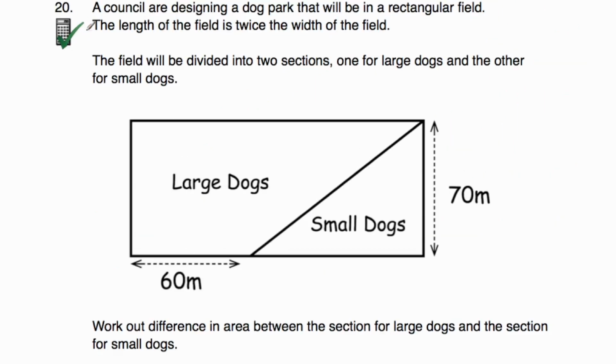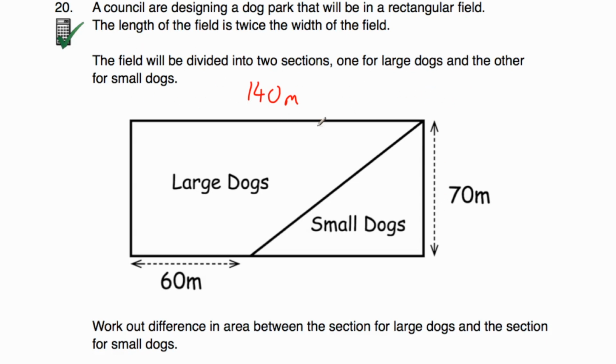Okay, question number 20. So question number 20 says, a council is designing a dog park that would be in a rectangular field. So we've got this rectangular field. We're told that the length of the field is twice the width of the field. Well, we know the width of the field. The width of the field is 70. So if we double 70, that's 140. That means the length of the whole field would be 140 meters because the length of the field is twice the width of the field.